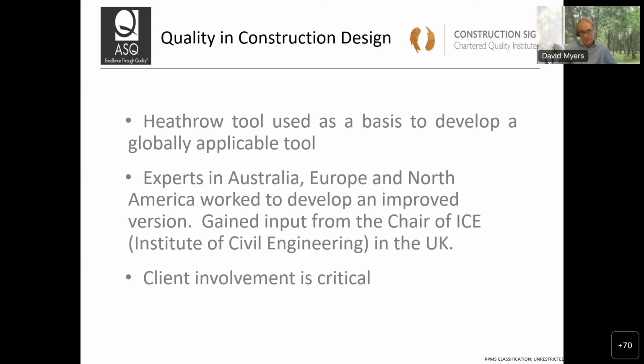So we decided that the Heathrow tool was a good place to start the development of that tool. The experts, as Helen said, from around the world. We had Australia, Europe, and North America all working together. We also gained input from a wide variety of people, including the chair of ICE, the Institute of Civil Engineering in the UK, and once again concluded that client involvement is critical in getting the overall delivery of a project to be successful.